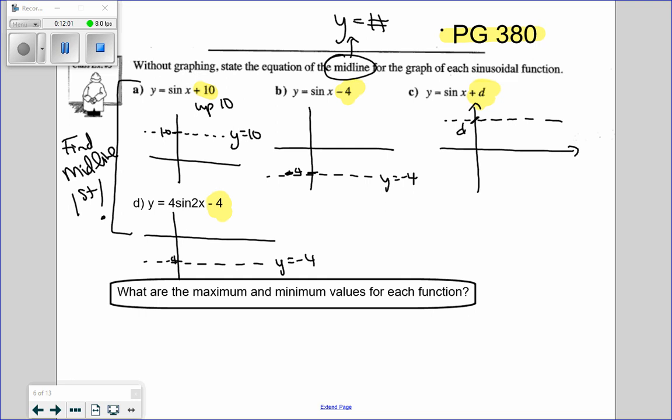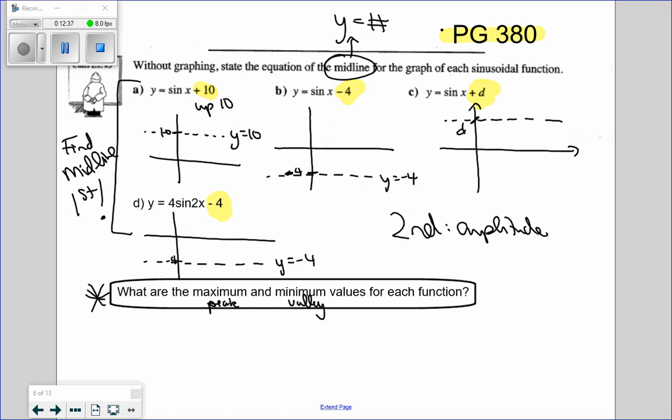Okay, so the second part of the question, which I have added in, is what is the maximum and minimum value? So this is not part of your page 380. I have added this in. Okay? So maximum is another word for peak. Minimum is another word for valley. So peaks and valleys. So once you've dealt with the midline, the second thing that you want to do is deal with the amplitude.